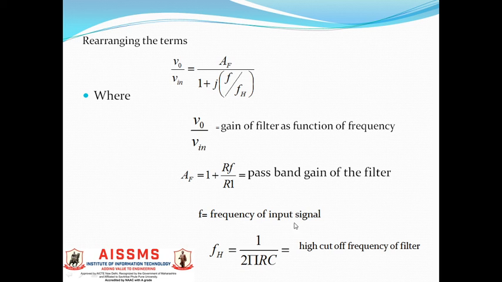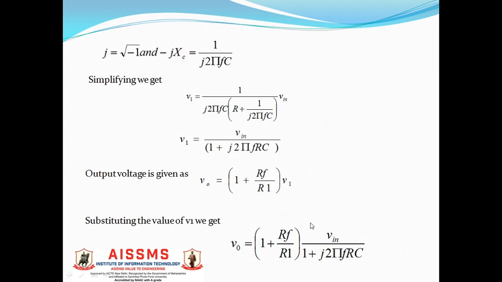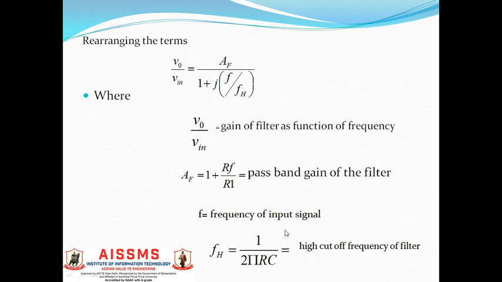f is the frequency of the input signal. What you have in the terms over here? You have 1 plus j 2 pi f RC. So here f is your frequency of your input signal, and you have fH. fH is nothing but 1 upon 2 pi RC, which is called the high cutoff frequency of the filter, right?